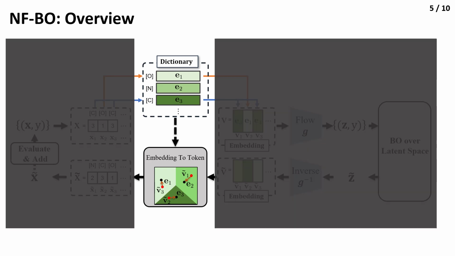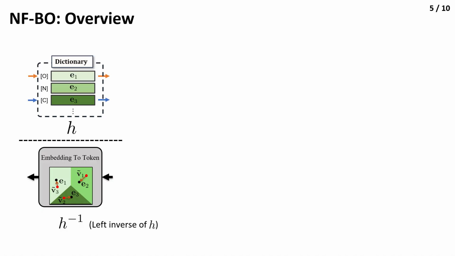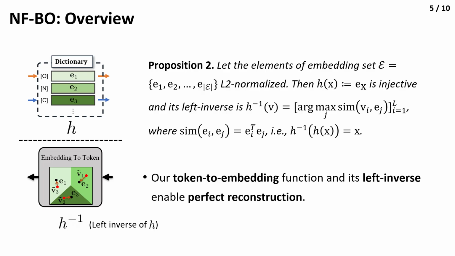In this overall process, if we focus on the embedding function, we denote it as H just as before. Proposition 2 shows that the embedding function we designed is injective, and its left inverse is the embedding-to-token function. And by proposition 1, this guarantees that we can perfectly reconstruct the original sequence from the latent space.